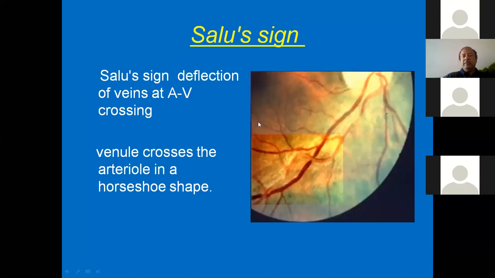And the second feature is Salus sign. Salus sign means deflection of veins at the arteriovenous crossing. Now, deflection of the vein at the arteriovenous crossing. The venule crosses the arteriole in a horseshoe shape.